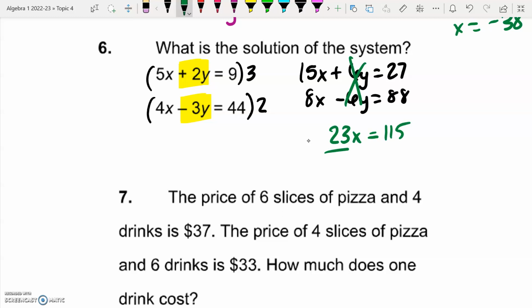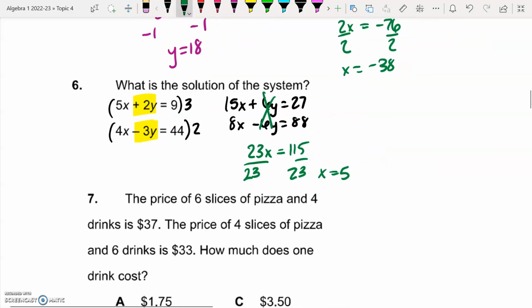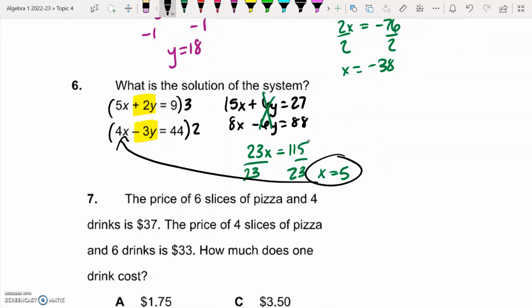115. I divide by 23. I get x equals 5. Now I'm going to take that and plug it back into an equation. Doesn't matter which one. Since it's the last one I plugged in the top one, I'm going to plug it into the bottom one. Say 4 times 5 minus 3y equals 44.